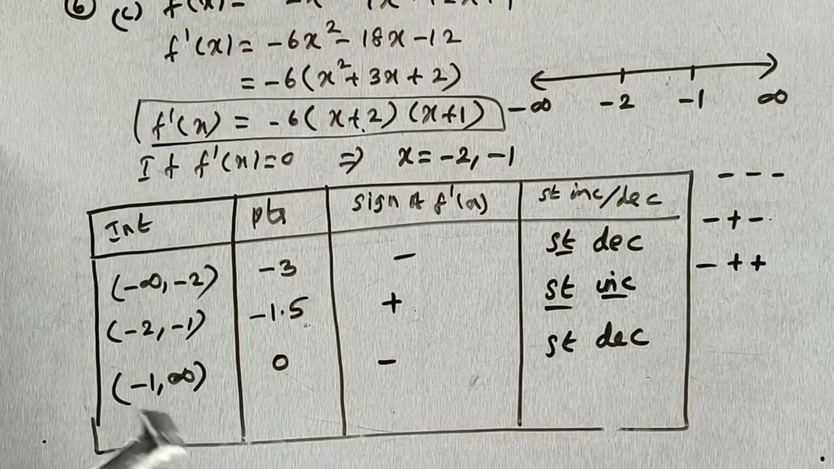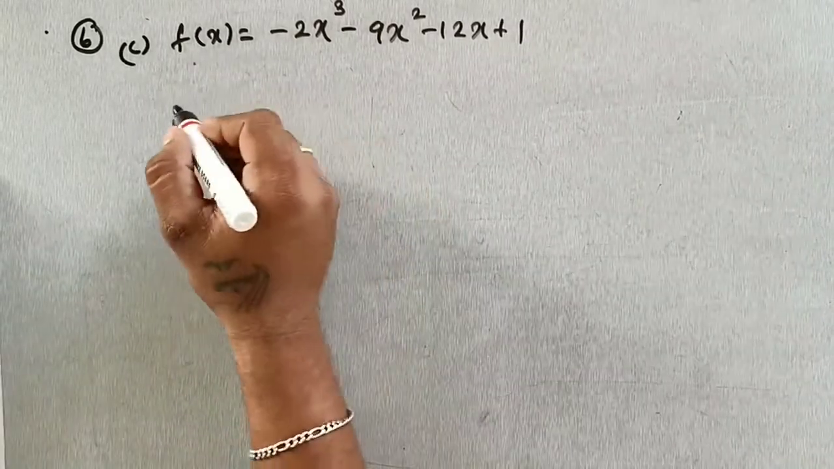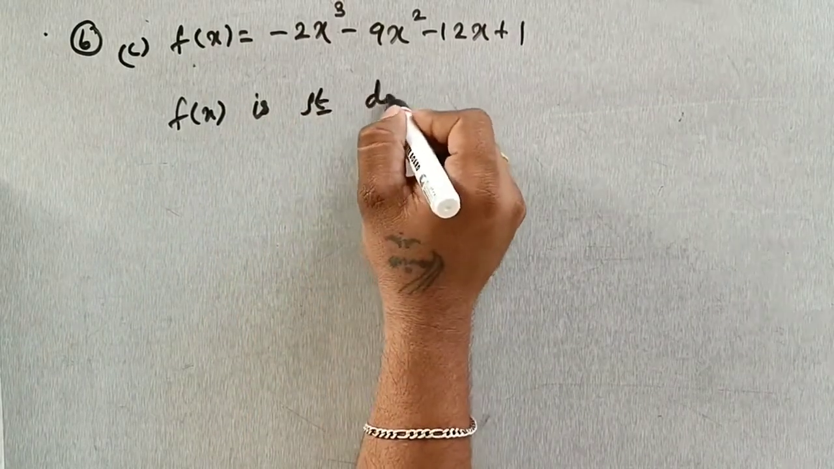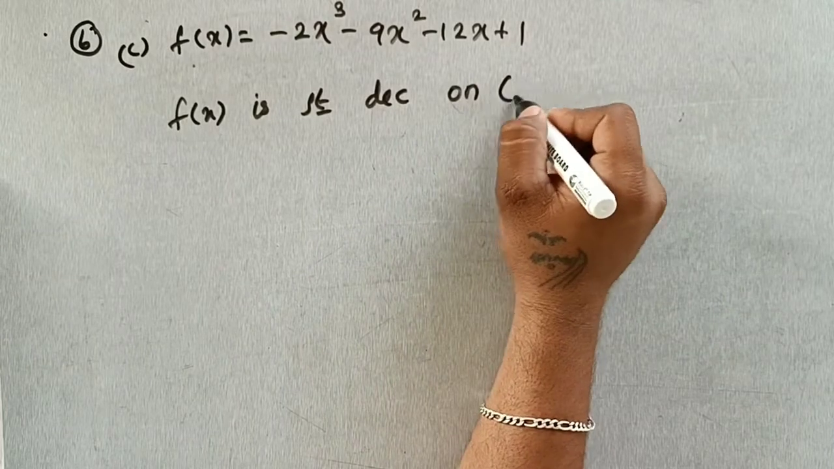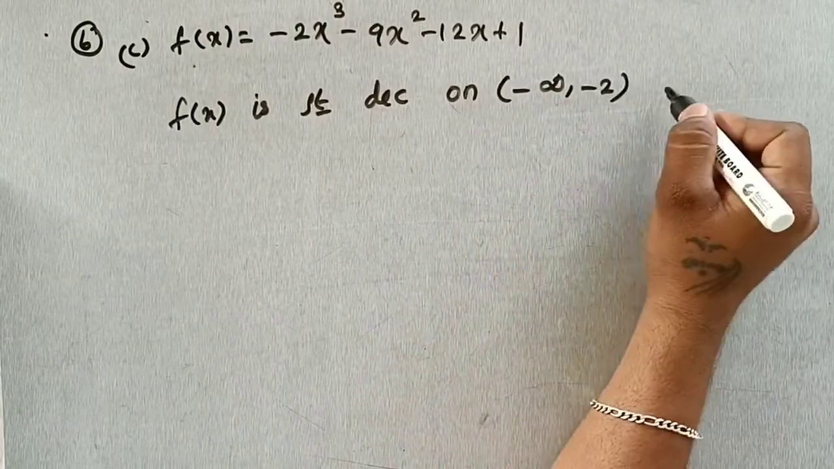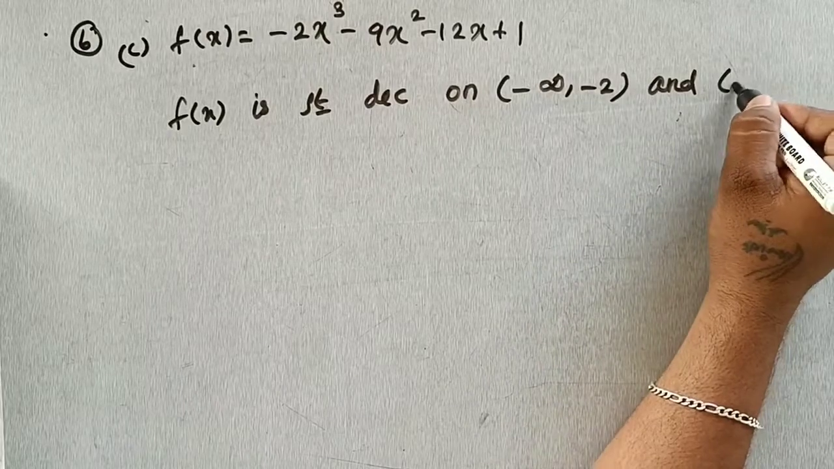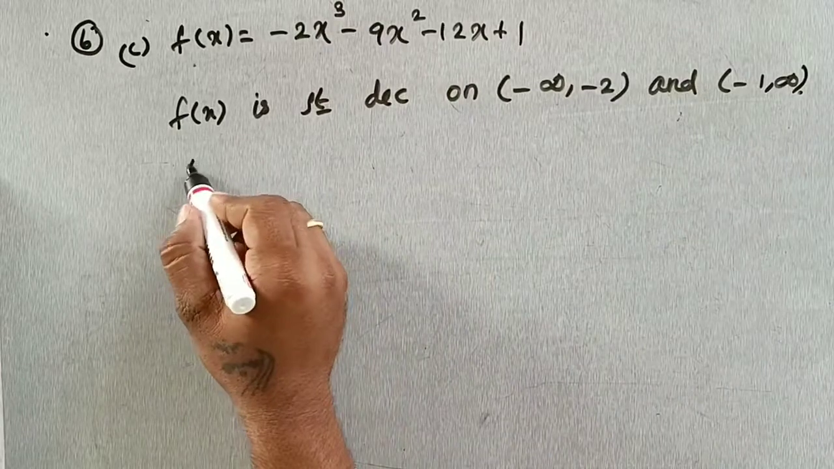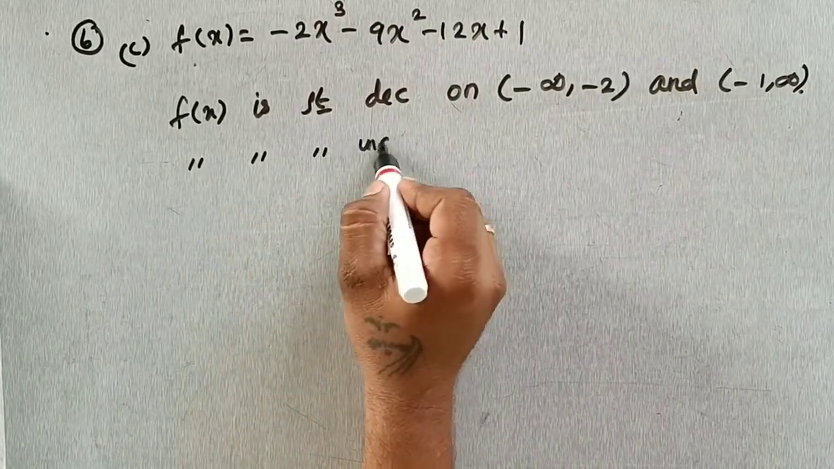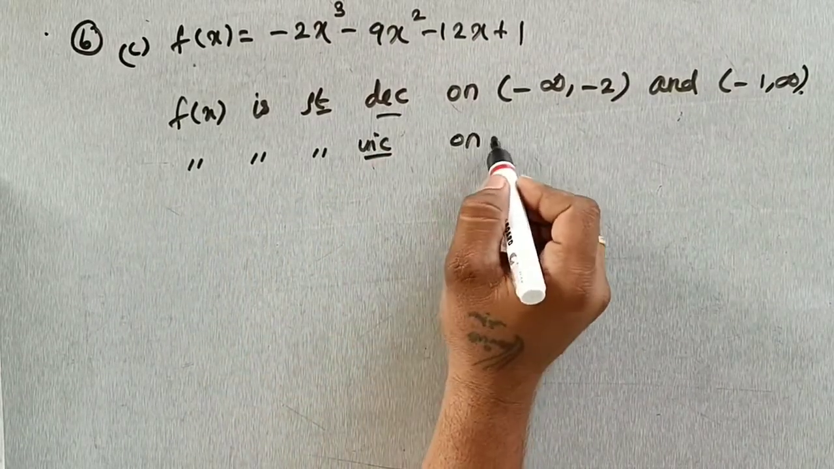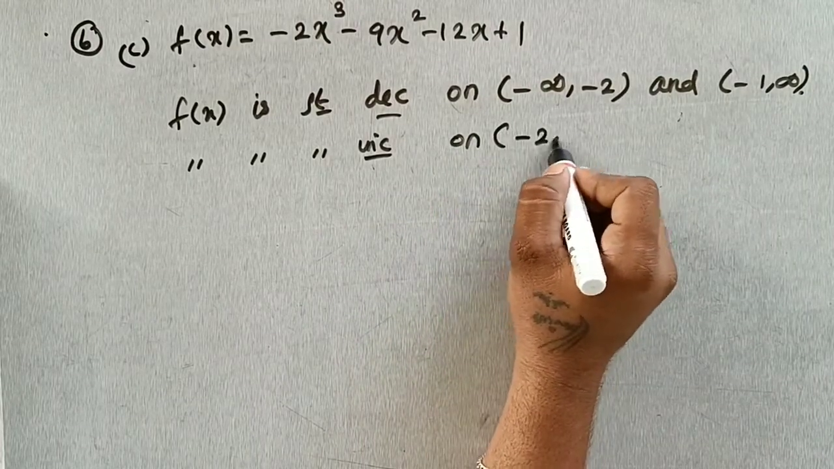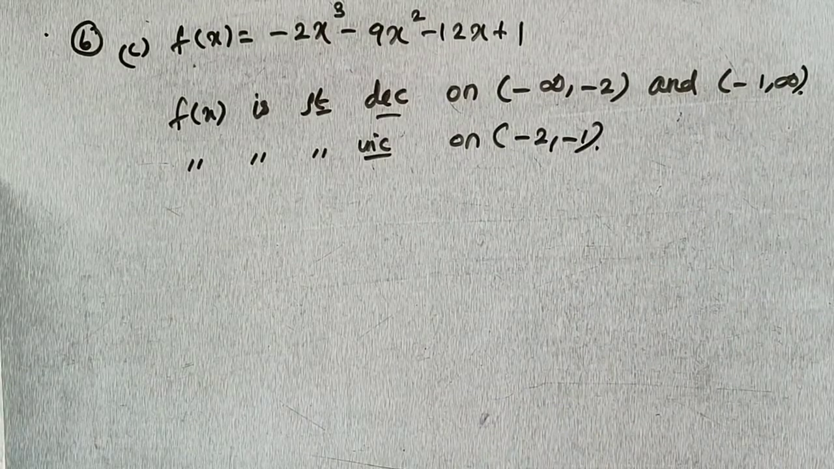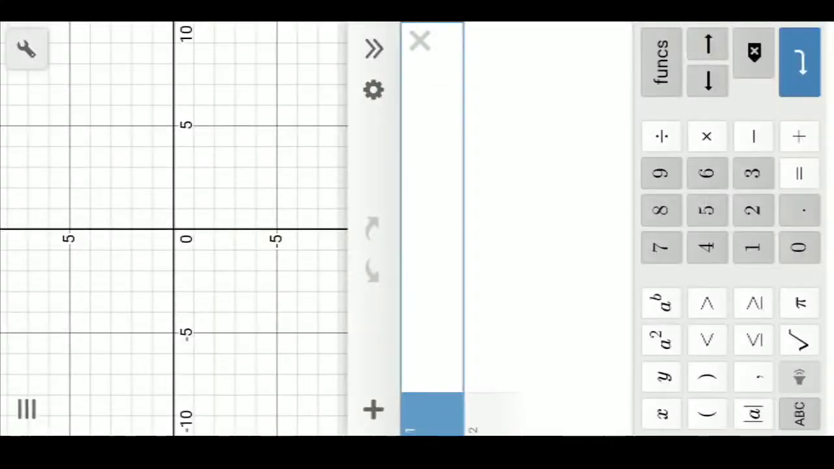Now we will write the final answer. So what is the final answer? f of x is strictly decreasing on what intervals? Minus infinity to minus 2 and minus 1 to infinity. It is strictly decreasing. Similarly, f of x is strictly increasing on only one interval. It is minus 2 to minus 1. Now we will see the graph for this given f of x. Here it is a cubic polynomial.